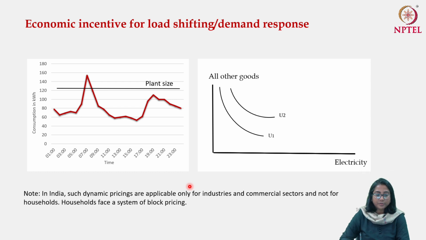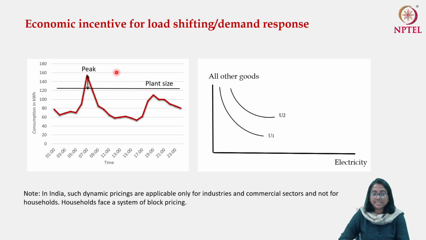So what we have started with is the fact that, suppose this black line is the plant size, and under the reference scenario, your demand for electricity is higher than what the plant can produce during the peak period. So you can say that during the peak period there is an excess demand for electricity. If there is an excess demand and you want to discourage the demand, then the utilities can increase the price.